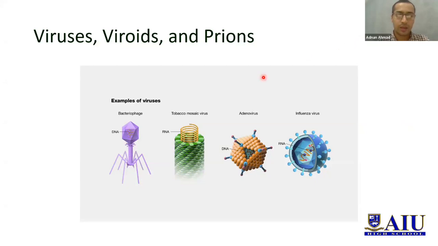So here are some of the viruses. This is a bacteriophage virus. You can see its shape. There is another type of virus, which is a tobacco mosaic virus. It affects a tobacco plant. We have adenoviruses. We have influenza virus, where you get a flu. So it is also caused by a virus.